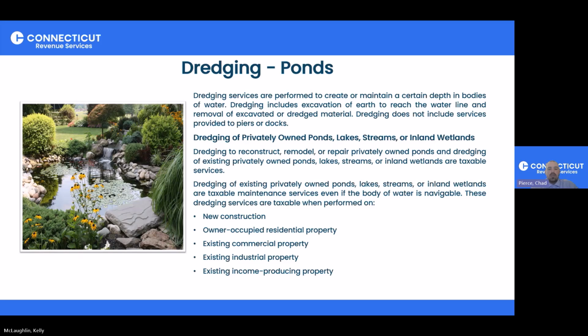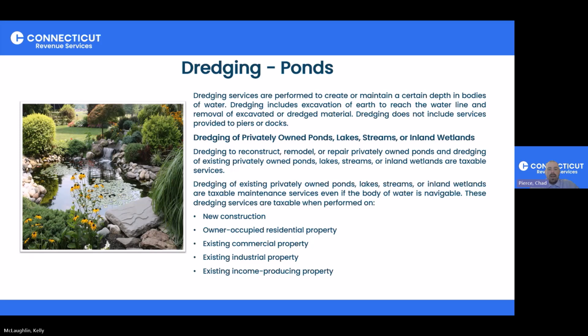Dredging of privately owned ponds, lakes, streams, or inland wetlands. Dredging to reconstruct, remodel, or repair privately owned ponds, and dredging of existing privately owned ponds, lakes, streams, or inland wetlands are taxable services. Dredging of existing privately owned ponds, lakes, streams, or inland wetlands are taxable maintenance services, even if the body of water is navigable. These dredging services are taxable when performed on new construction, owner-occupied residential property, existing commercial property, existing industrial property, and existing income-producing property.